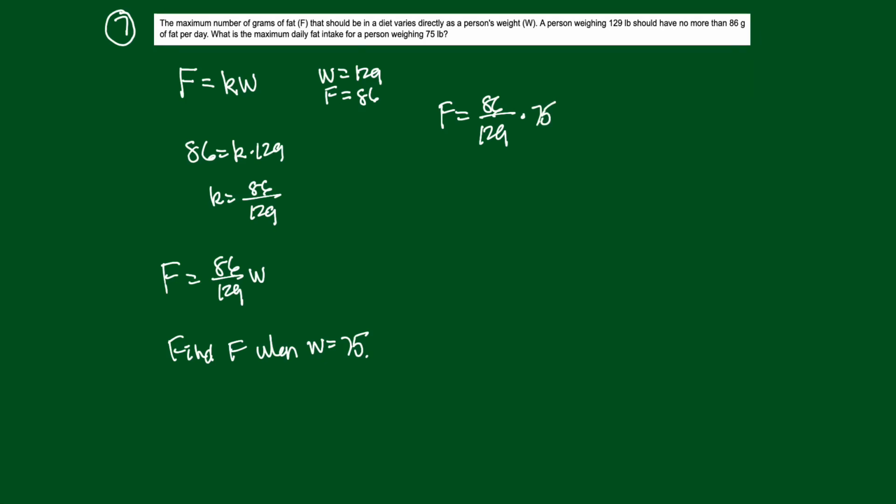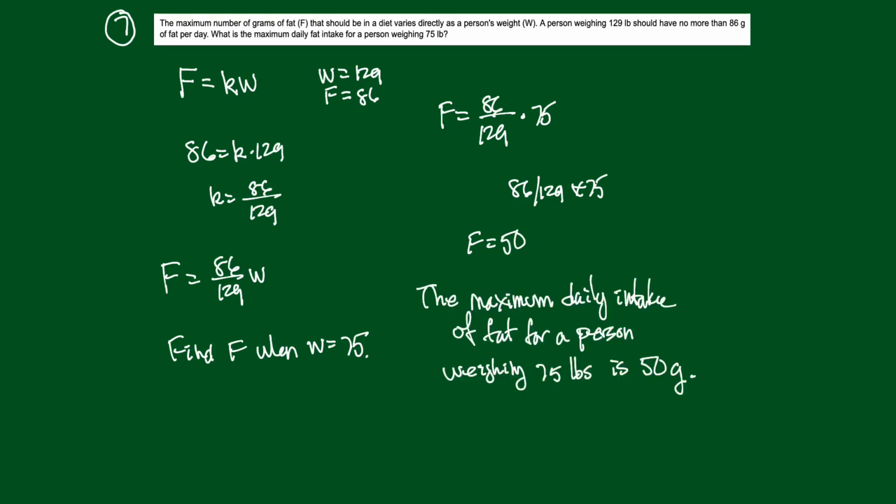So I'll put this in my calculator as 86 divided by 129 times 75, and I got 50. So I'll write the answer. The answer is not F equals 50. They're asking us a question, so we'll answer it in a sentence. The maximum daily intake of fat for a person weighing 75 pounds is 50 grams.